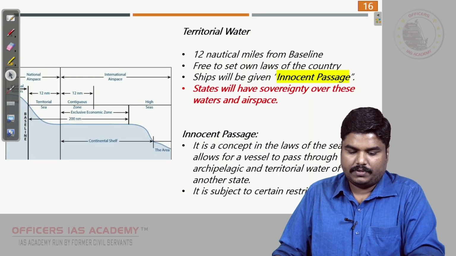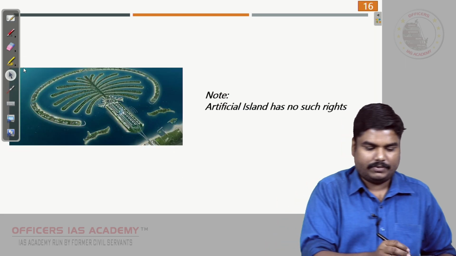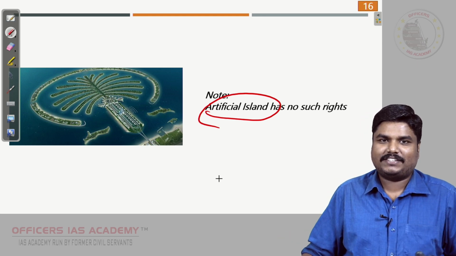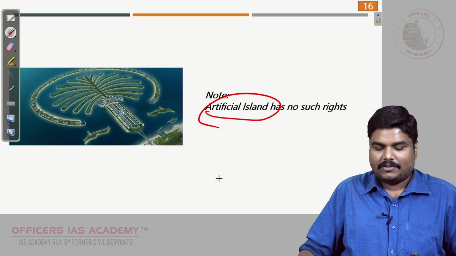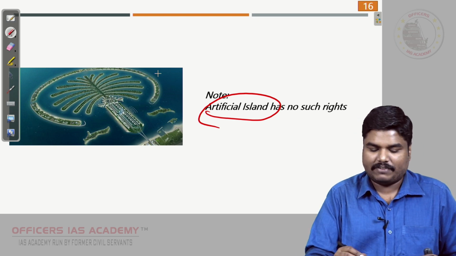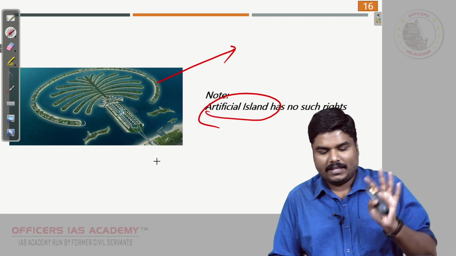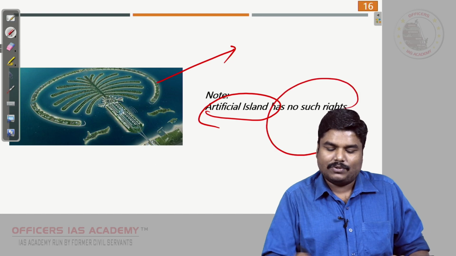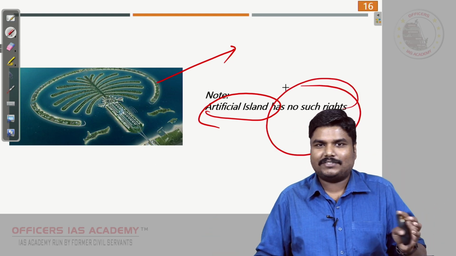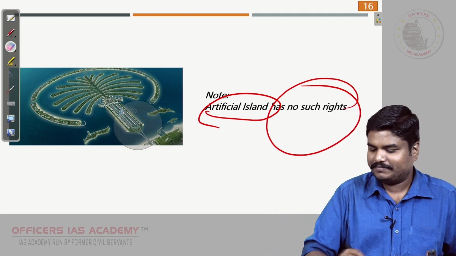I hope you got some clarity on this topic. And note one important point, artificial islands. Now, China is developing many artificial islands in the South China Sea. By constructing an artificial island, will these rights be applicable? Let us say from this point for 200 nautical miles, can we claim an exclusive economic zone? No. For artificial islands, there are no such rights as territorial waters or contiguous zone or exclusive economic zone. For artificial islands, nothing doing.